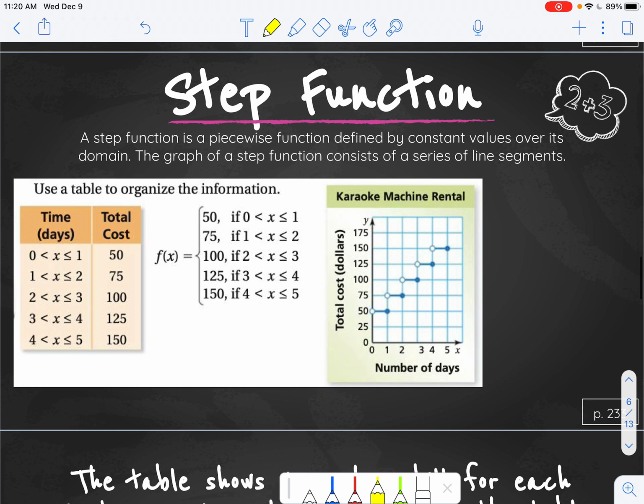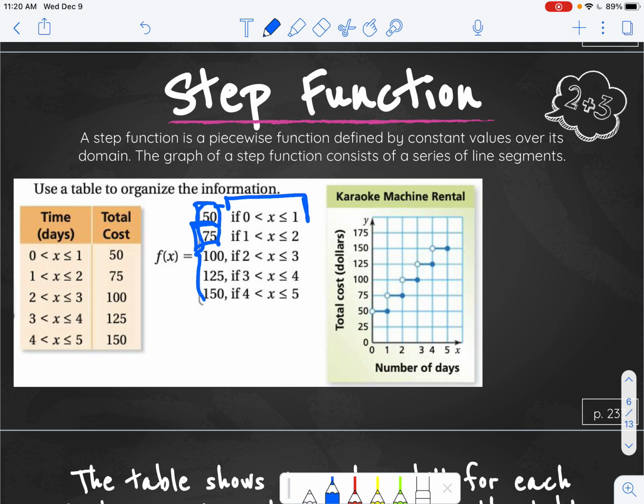Now let's look at a step function. A step function is a type of piecewise function defined by constant values over its domain. The graph of a step function consists of a series of line segments. So with a step function, we have the case where you can see it looks like a piecewise because we have the cool bracket here, but we are given just solid numbers like 50, 75, and the rest of them.